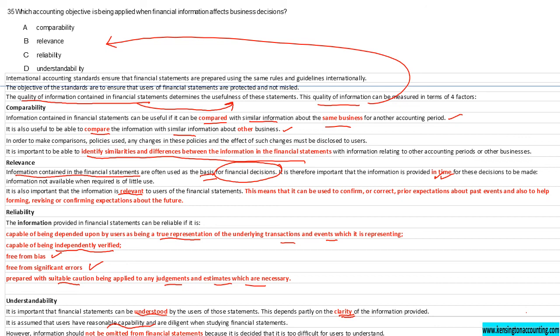Now, based on these definitions, going back to our question, which accounting objective is being applied when financial information affects business decision? So business decision, obviously here, we're talking about relevance. Therefore the answer is B.